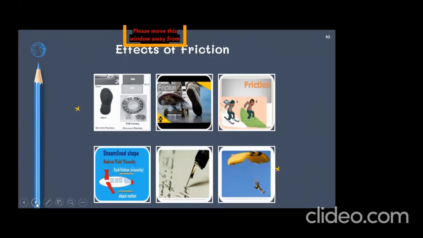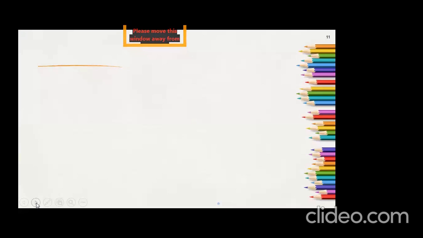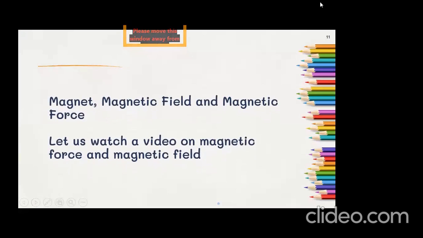Okay, next is magnetic field and magnetic force. Now there is another video to show the magnetic force and magnetic field between the surfaces.